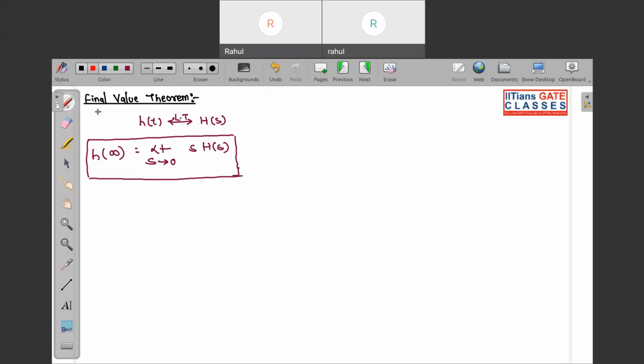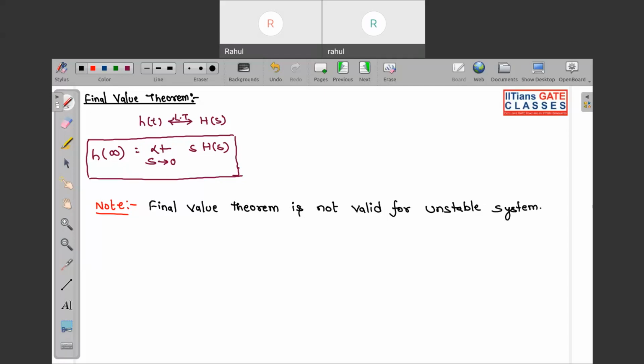Again, one note point: the final value theorem is not valid for an unstable system.